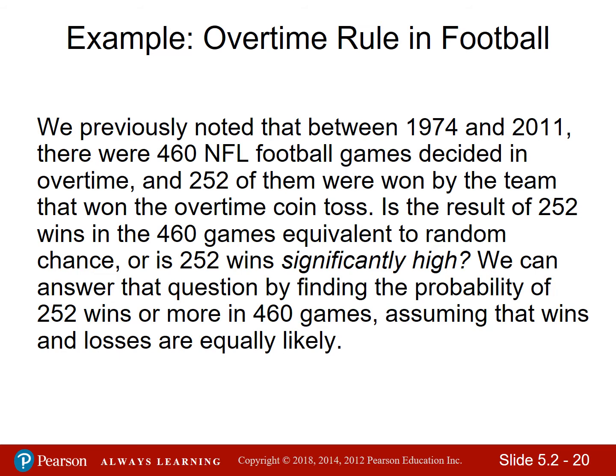Okay, so this is another example. We previously noted that between 1974 and 2011, there were 460 NFL football games decided in overtime, and 252 of them were won by the team that won the overtime coin toss. Is the result of 252 wins in the 460 games equivalent to random chance, or is 252 significantly high? We can answer that question by finding the probability of 252 wins or more in 460 games, assuming that win and loss are equally likely.